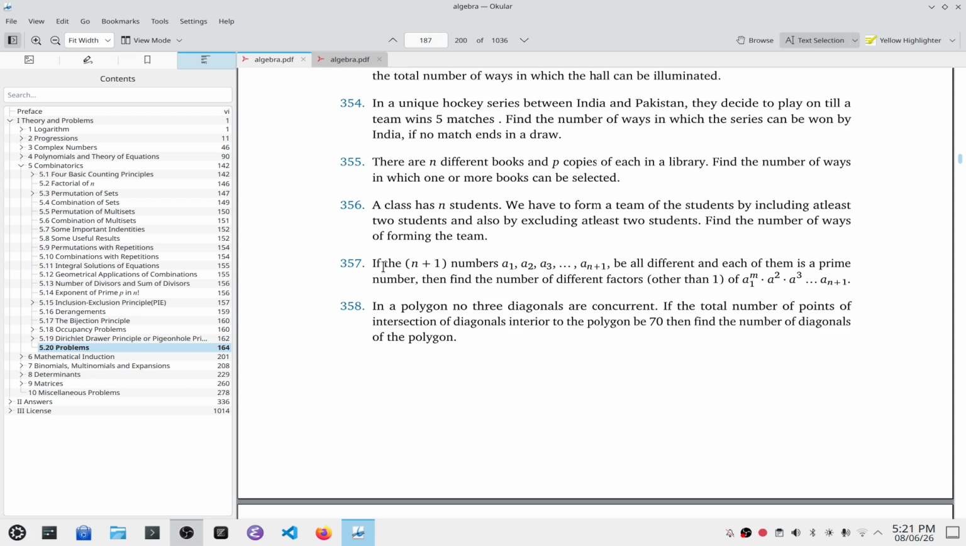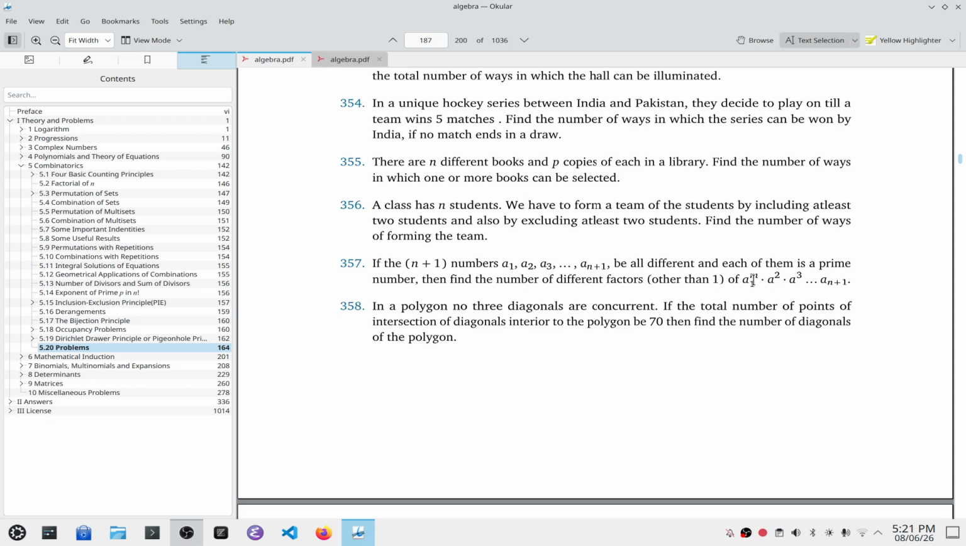Question 357 says that if n plus 1 numbers a1, a2, a3 through a(n plus 1) are all different and each of them is a prime number, then find the number of different factors other than 1 of a1 to the power n.